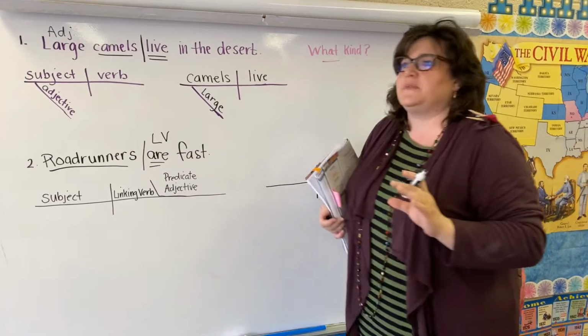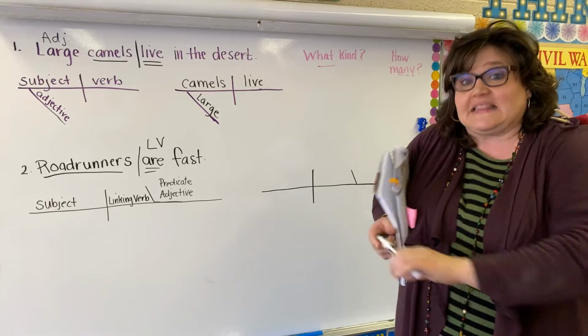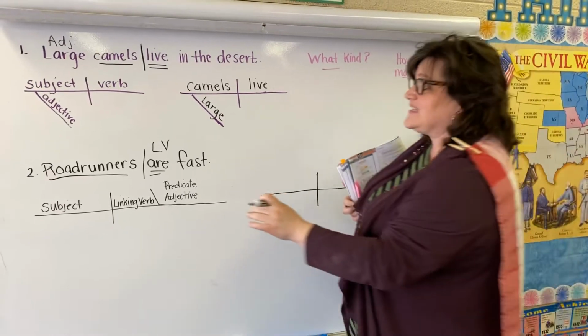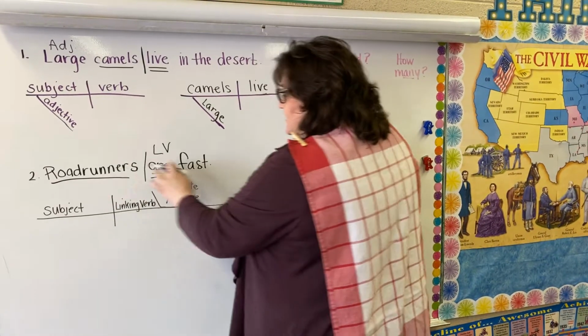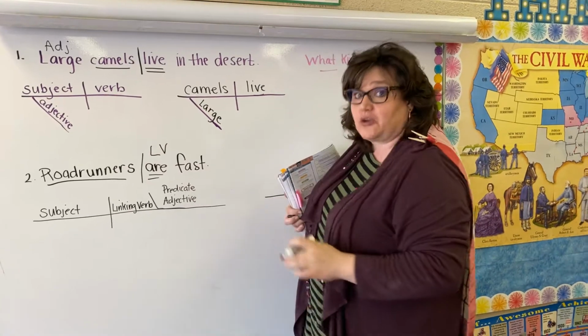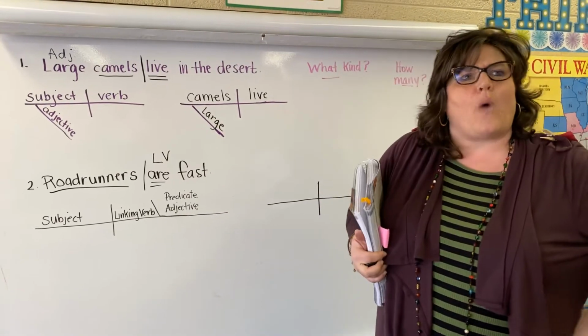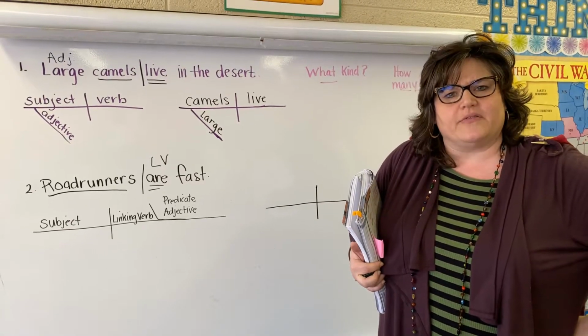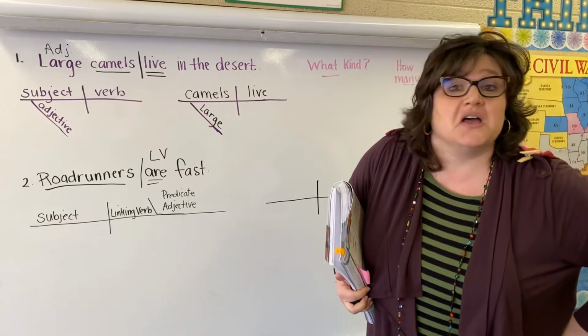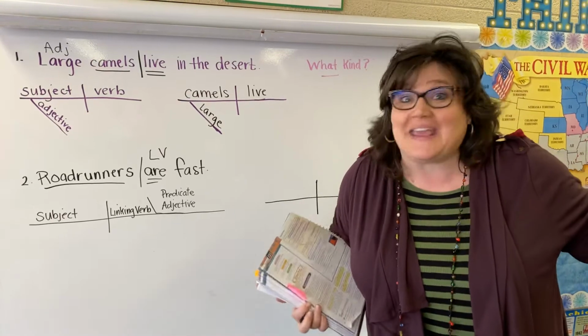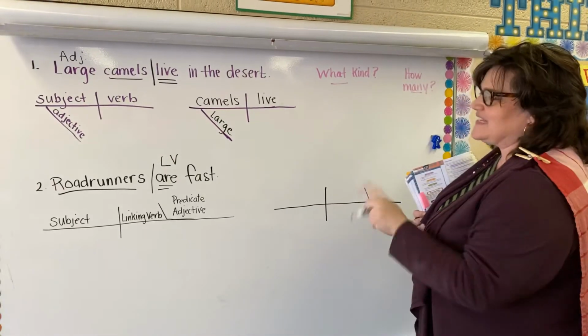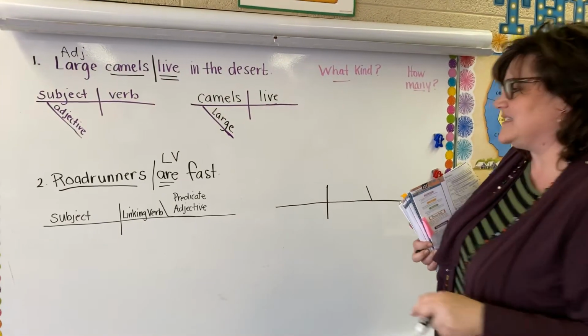And linking verbs do awesome things. They link things together, and in this case, they're linking our subject with an adjective that describes the subject, and that's called a predicate adjective. Why would it be called a predicate adjective? Maybe because it's always in the predicate. Absolutely.